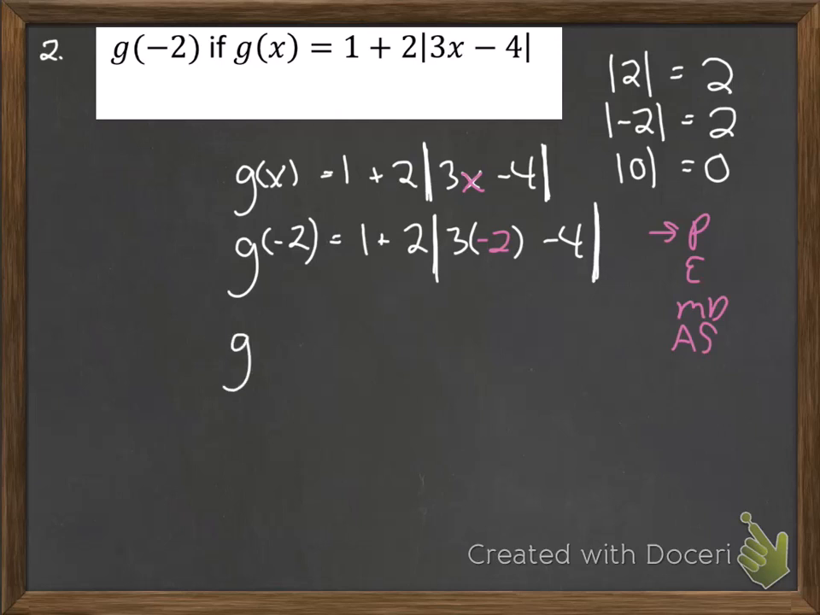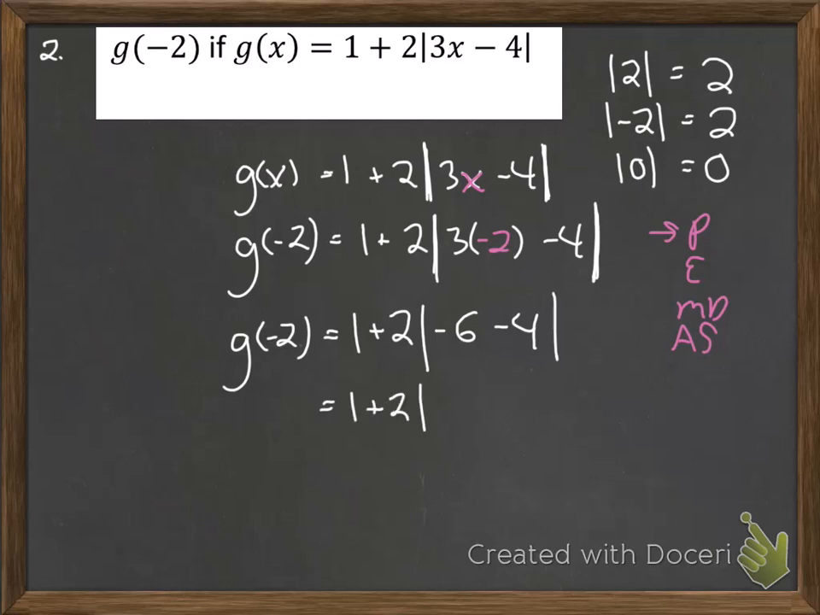Okay, so another piece of advice I have for you is to always write the whole equation every single time, even though it's a little bit of a pain. Okay, so 3 times negative 2 is negative 6, and we bring down the 4. Okay, let's keep going. So we have 1 plus 2 absolute value, well, negative 6 minus 4, you can put that in your calculator, gives you negative 10.